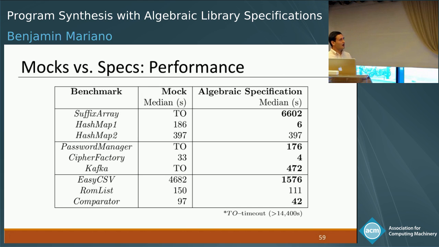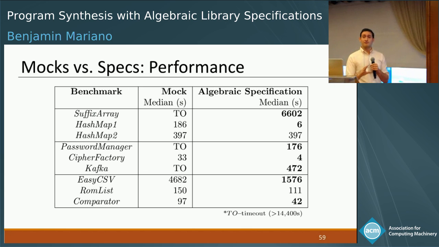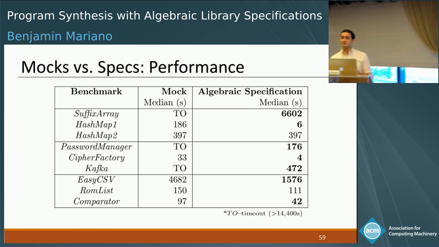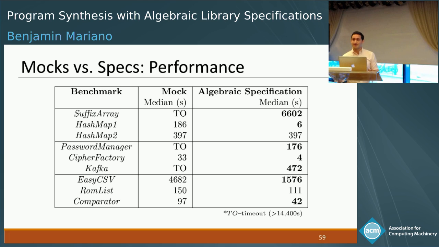OK. Perhaps, in my opinion, the more important result here is performance, in terms of how long it actually took to synthesize the correct result. Again, on the left, you'll see our benchmarks. This middle column here is the median time it took the synthesis problem to solve using the mock representations of the libraries. We take the median because there is some non-determinism in Sketch. So we actually ran each of these 31 times and took the median result. And the right-hand column is the algebraic specifications, the time it took to run with those instead of the mocks.